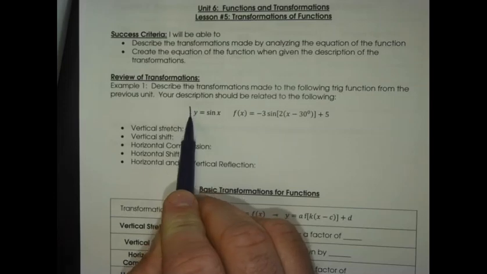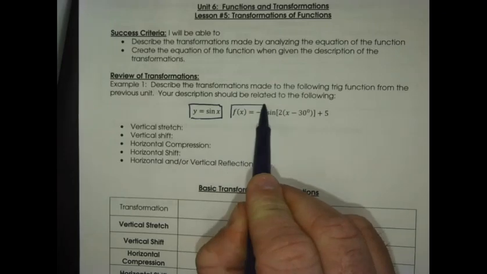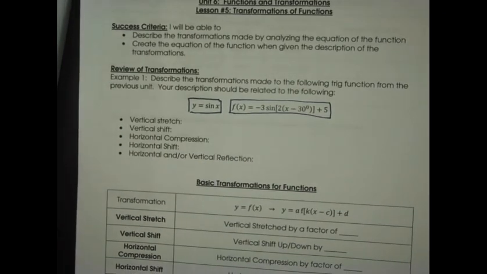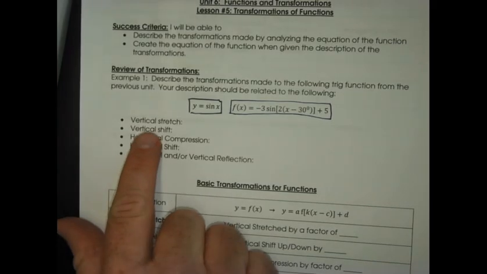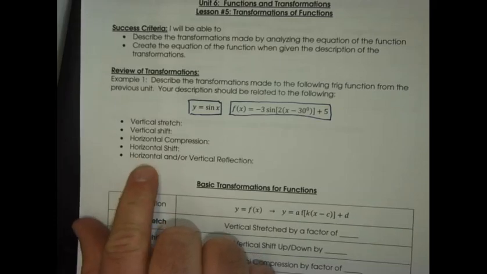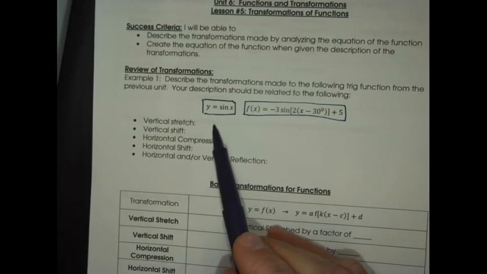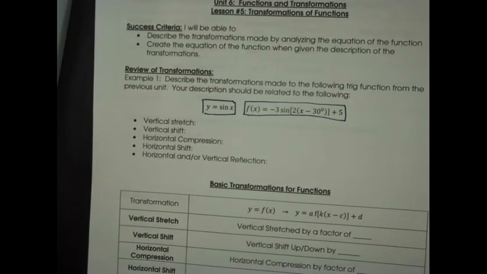So the idea here is here's my parent function, y equals sine x. We are able to describe what's going on here. Now, we're not going to talk about period, amplitude, or equation of axis. We're going to talk about it in terms of the vertical stretch, vertical shift, horizontal compression, horizontal shift, and any reflections. So what I would like you to do is take 30 seconds and hit pause and try to write down all those things that you know from this. So hit pause now, and we will come back and debrief on that.